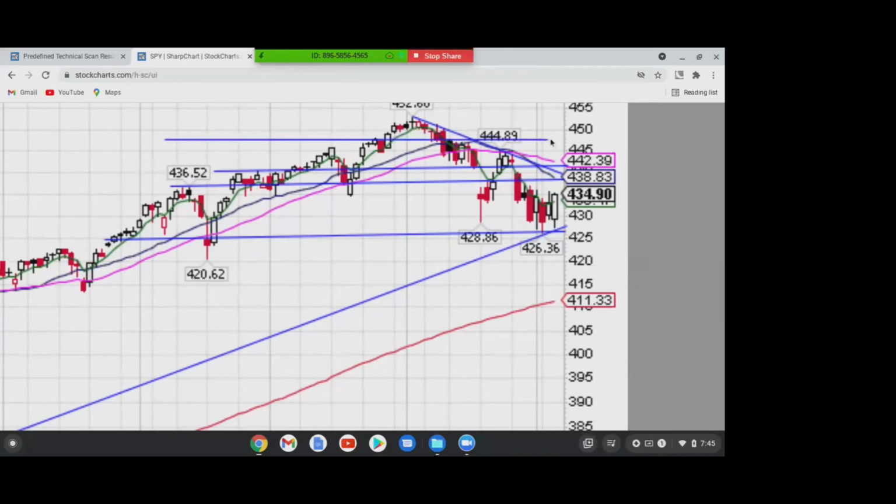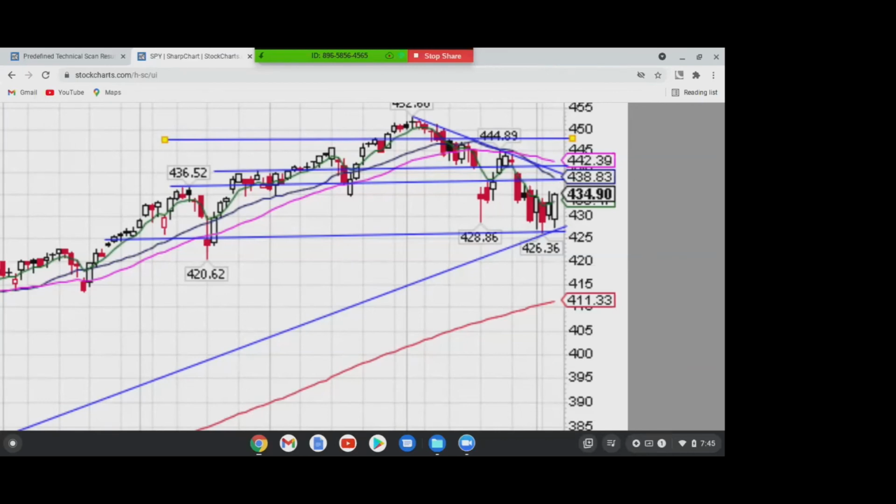Here's another level. All right. More than 2 touches. 1, 2. Broke through it. Bounced around up here. It was support. Broke below it. Now it becomes resistance. Right? So it's bouncing off the trend line and a level of support. The next stop is 438. That's how you plan your trade before you get in.